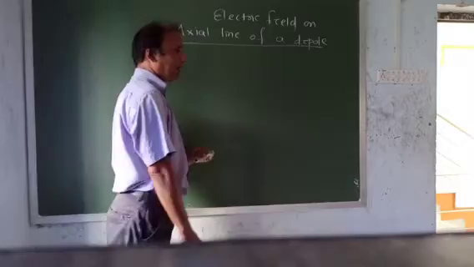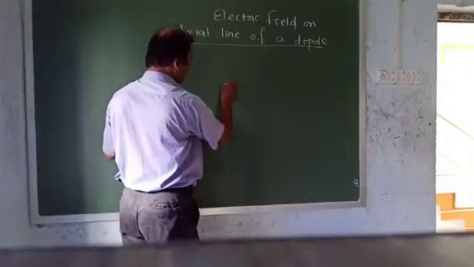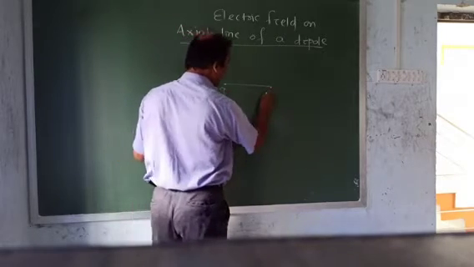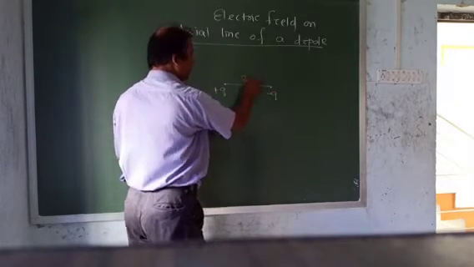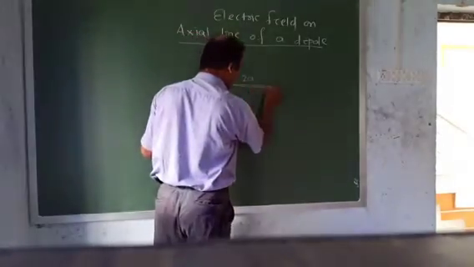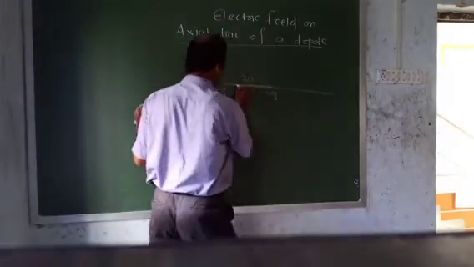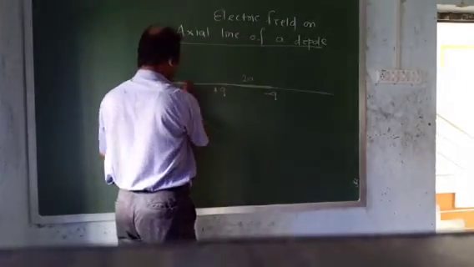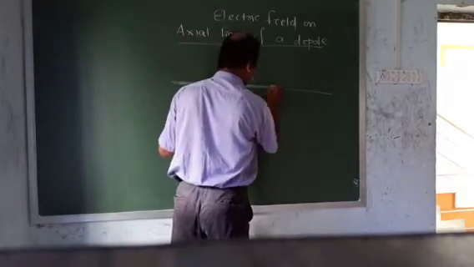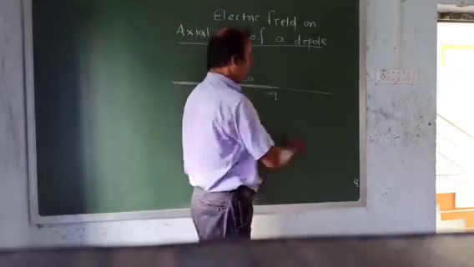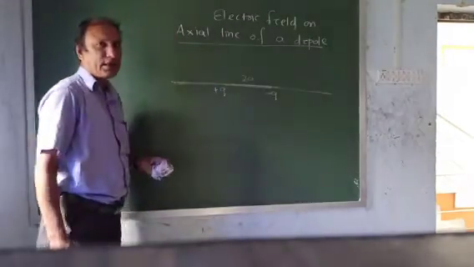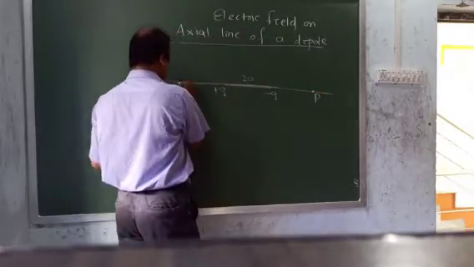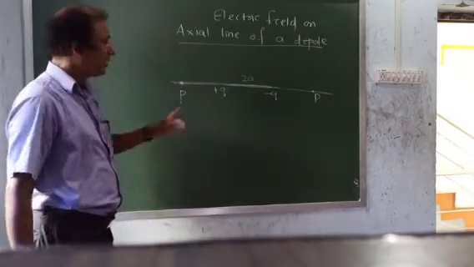What is the axial line? Suppose this is a point charge plus q, this is a negative charge minus q, and the distance of separation is 2a. If this distance is extended on either side, that extended line which coincides with the length of the dipole is called the axial line. This is the axial line, and this is also an axial line. Consider a point P here, or somebody may consider the point on this side.